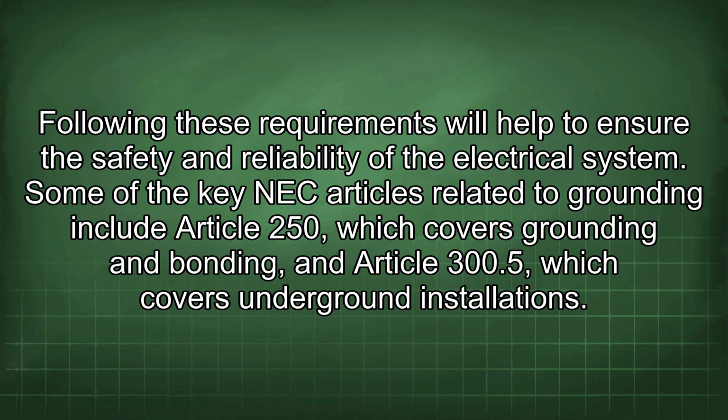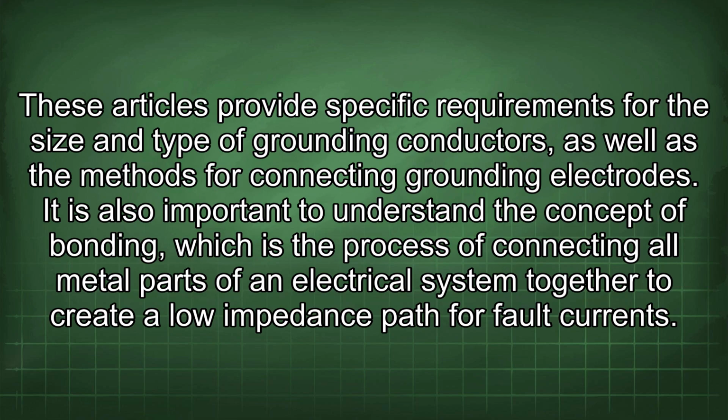Some of the key NEC articles related to grounding include Article 250, which covers grounding and bonding, and Article 300.5, which covers underground installations. These articles provide specific requirements for the size and type of grounding conductors, as well as the methods for connecting grounding electrodes.